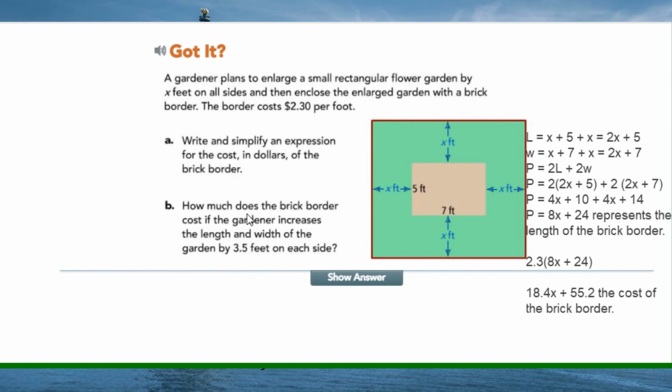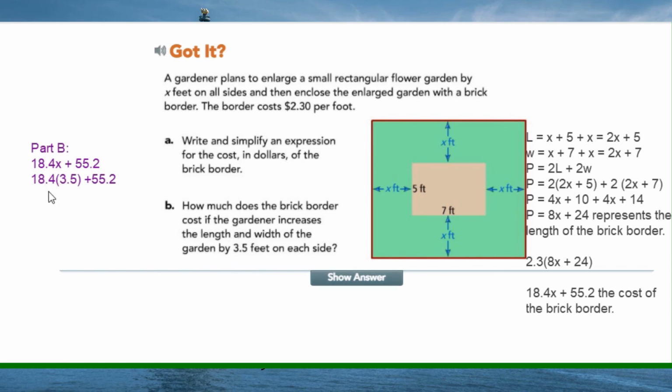Now part B says, how much does the brick border cost if the gardener increases the length and width of the garden by 3 5/10 feet on each side? So what we have to do here is use this expression right here, the one that says the cost of the brick border. Just like we did with the other one, we had to substitute the number in for x. So we're going to do the exact same thing. For part B, I rewrote my expression. Then I substituted the increase, the length and width increase, which is 3.5 feet.